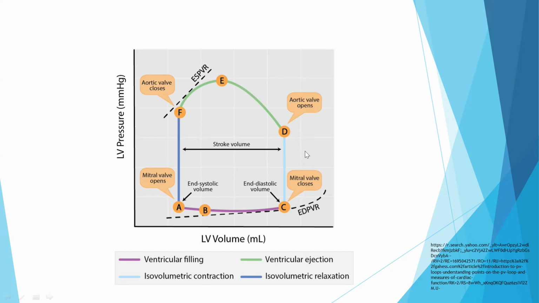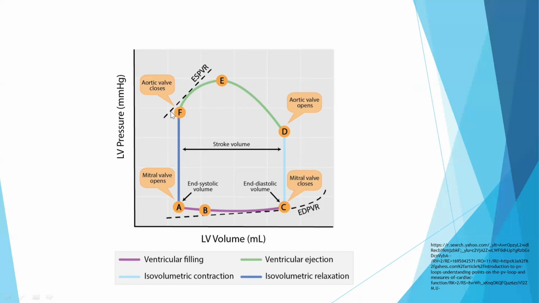When the left ventricular pressure becomes more than the aortic pressure, then the aortic valve opens, and then there is the systolic ejection phase. Okay, from point D to F represents the systolic ejection phase. And when the blood starts leaving the left ventricle towards the aorta, at some point of time, the left ventricular pressure becomes less than the aortic pressure, and then the aortic valve closes. So the point F represents the aortic valve closure point.